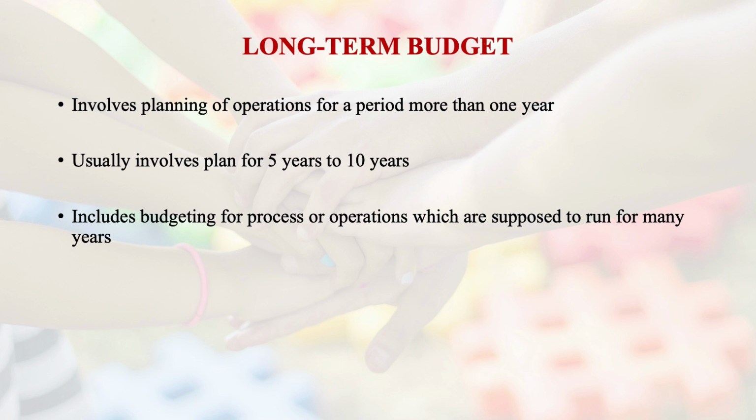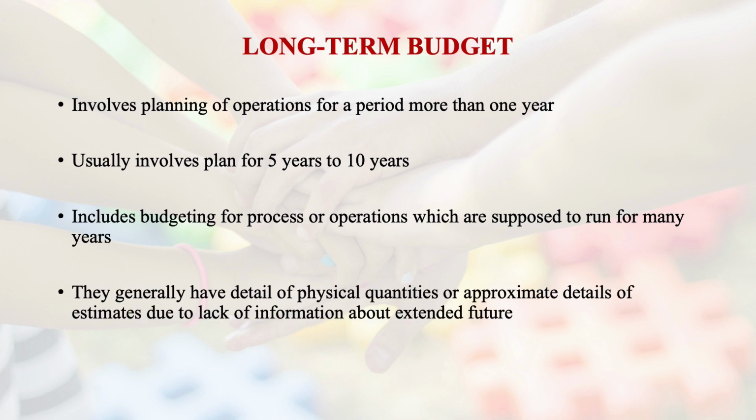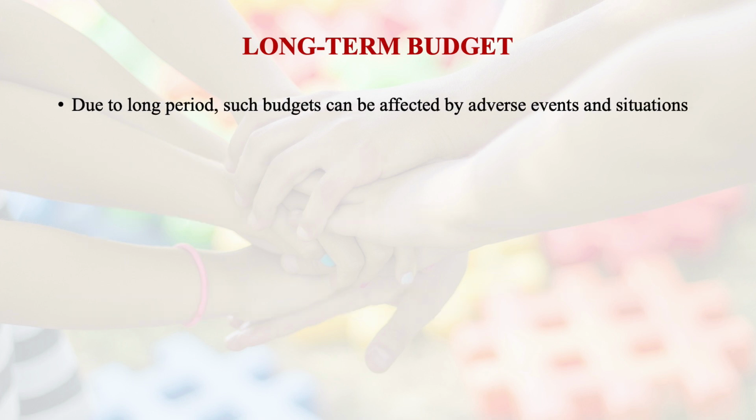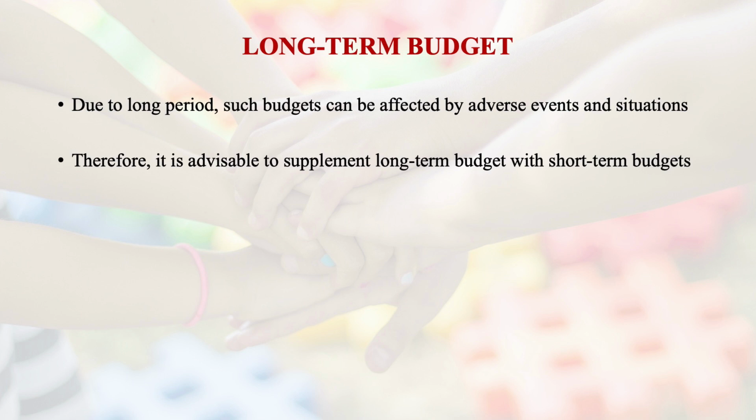It includes the budgeting for processes or operations which are supposed to run for many years. They generally have details of physical quantities or approximate estimates due to lack of information about the extended future. So the long-term budget does have its limitations as well. Due to a longer period of time, such budgets can be affected by adverse events and situations. This is one of the limitations, and therefore it is advisable to supplement the long-term budget with the short-term budget.